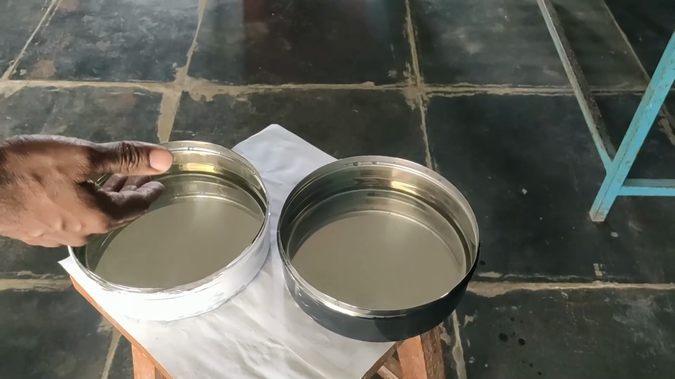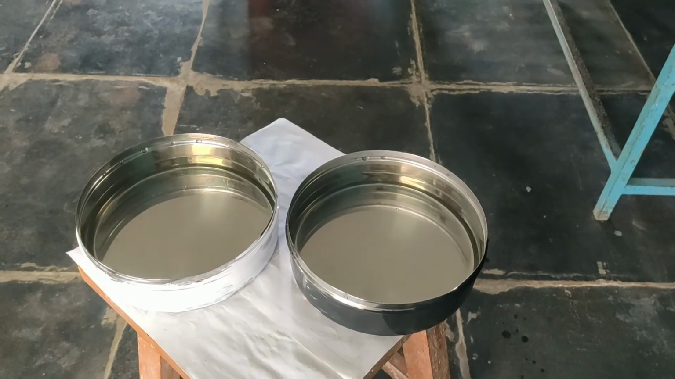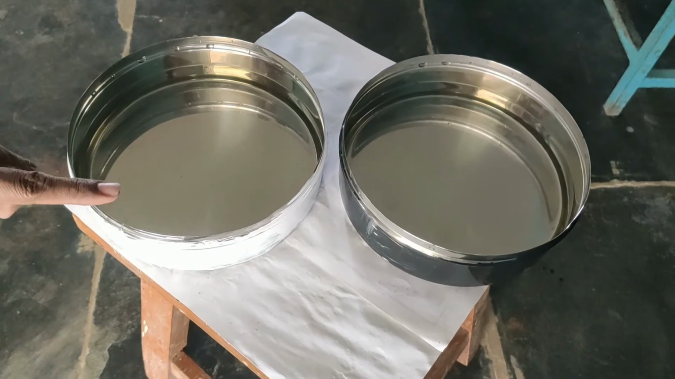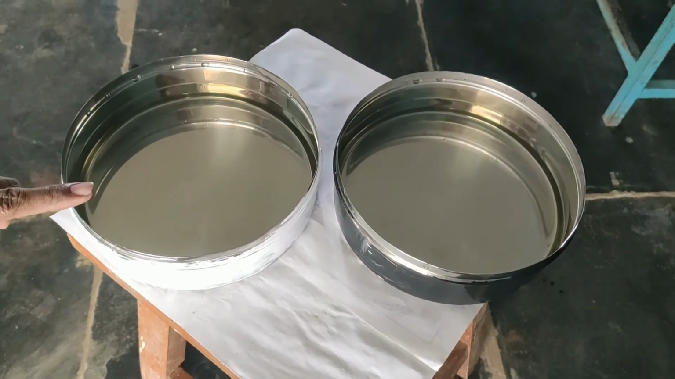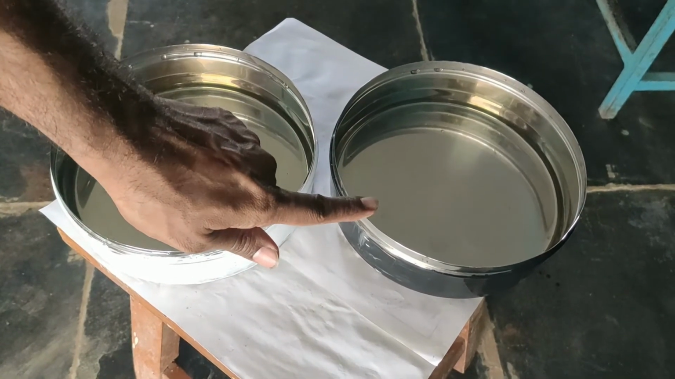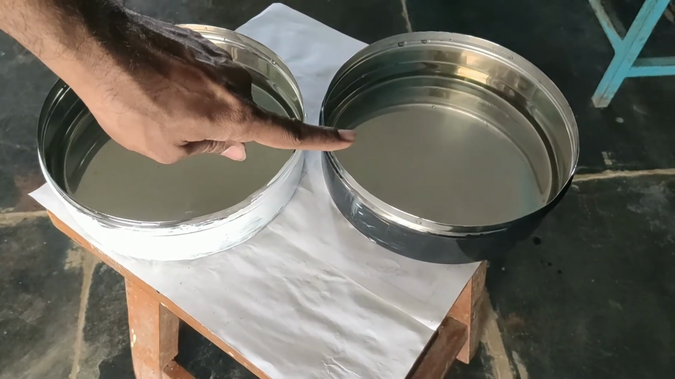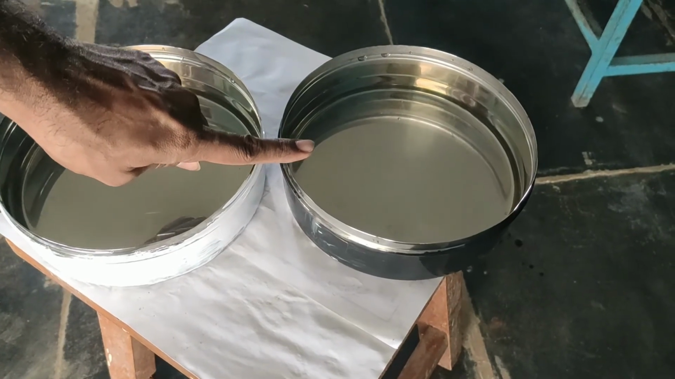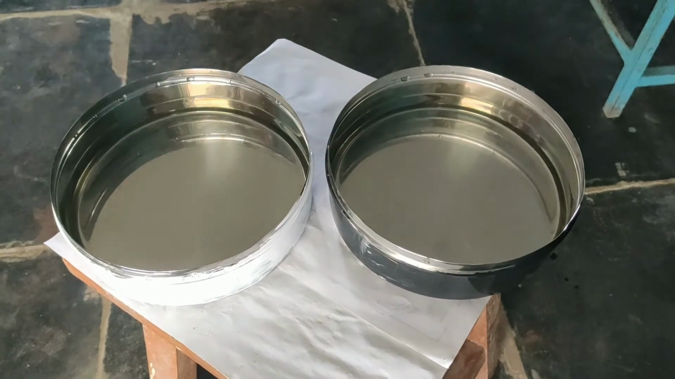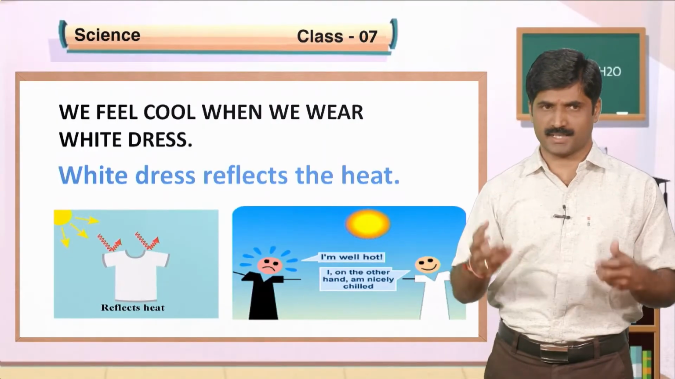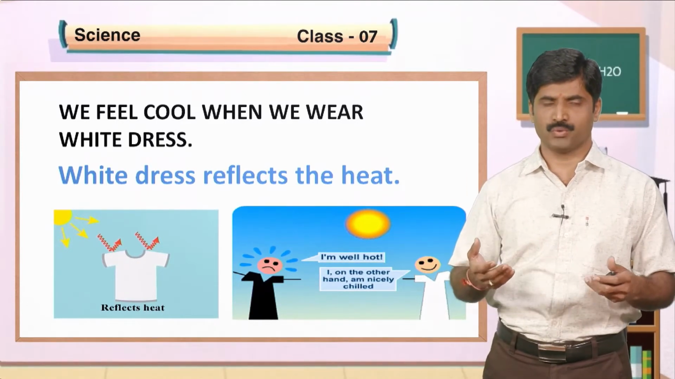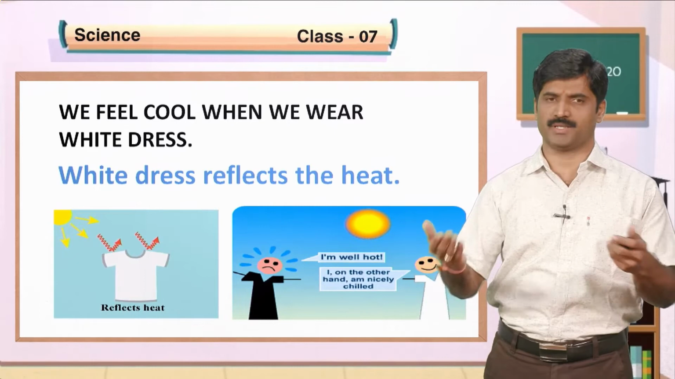With this small experiment, we can conclude that the object with white color radiates more energy, or radiates more heat energy. That's why it remains cool. And the object with black color absorbs heat but radiates less energy. That's why in summer season we should not wear black dresses. This activity suggests that a white dress reflects the heat, so we feel cool when we wear a white dress.